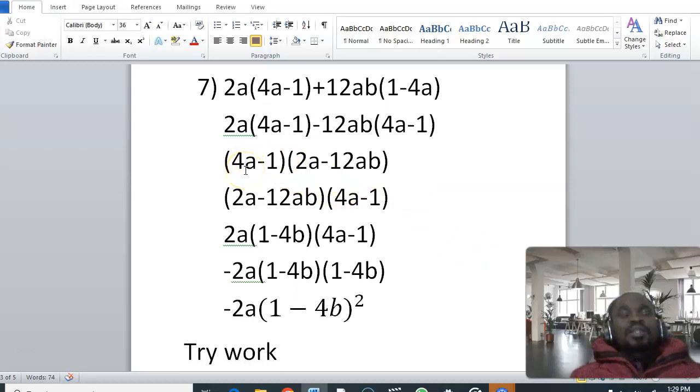If I have a times b, it is the same as b times a. So if I have this one, 4a minus 1 times 2a minus 12ab, I can bring this one in front like this. It's the same.